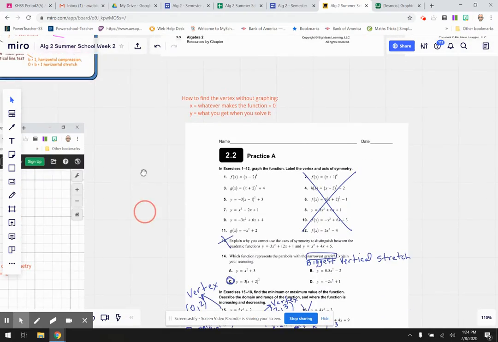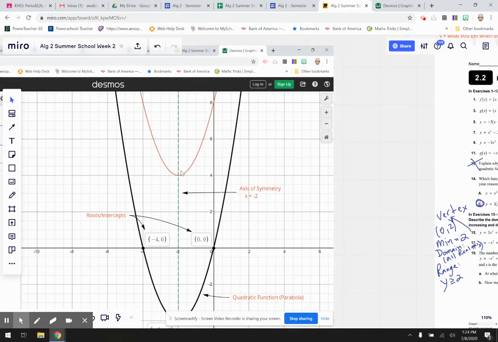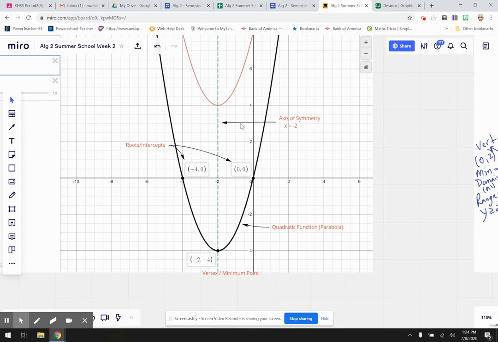Then we went down to 2.2 and we were graphing and labeling. We were labeling what the axis of symmetry was. That's the line that cuts the parabola exactly in half. This is a parabola. We learned what the intercepts were, or roots. Roots or intercepts. This one doesn't have any roots. No solutions up here as far as the x value is concerned.